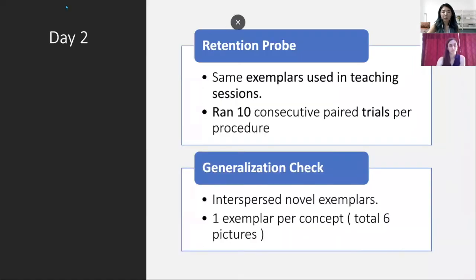On day 2, that's when we ran our retention probe and generalization check. For our retention probe, we tested using the exact same exemplars that we used in teaching sessions, so our participants have seen the materials before. We also ran 10 consecutive paired trials per procedure. Then in our generalization check, we interspersed novel exemplars, which were exemplars that our participants had not seen before. And we tested with 1 exemplar per concept, so totaling 6 pictures.